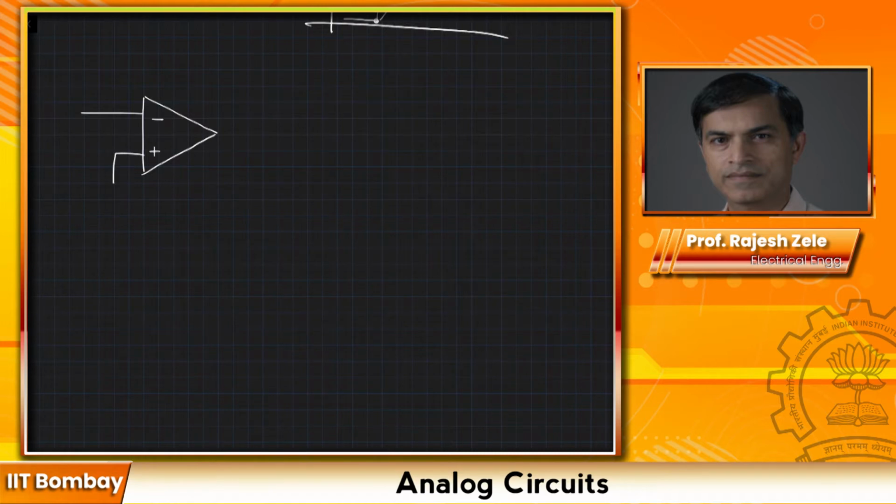Minus, plus. Feedback is on the minus side, and here is our component, a capacitor. All right, and here is a resistor. So this is V input, R, and C. Let's say this is the node X. So you can quickly go through the expression.